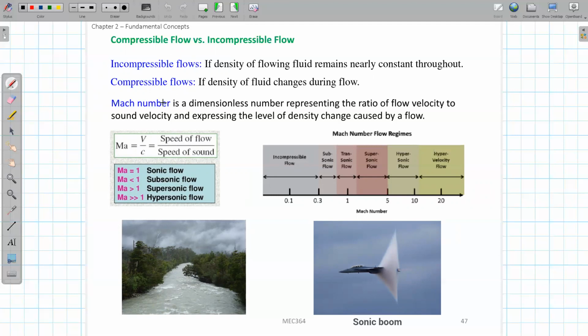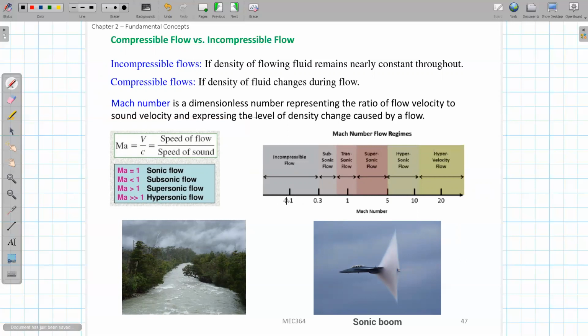And there is one special parameter called the Mach number. Mach number is defined as the flow velocity over the speed of sound. I think the follow-up of this class is 393, right? If you take 393, there is a chapter focusing on compressible flow, and you will learn that the Mach number gives you a measurement of the level of density change across the flow.